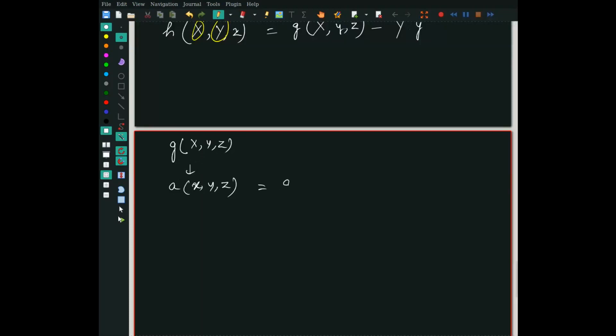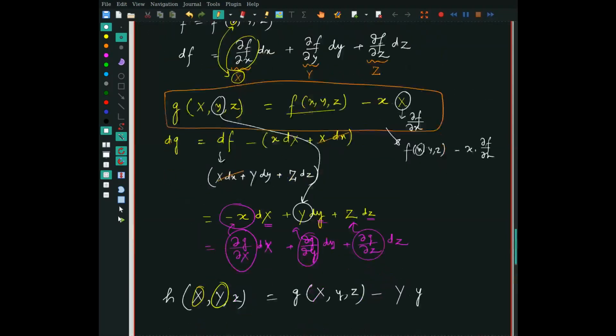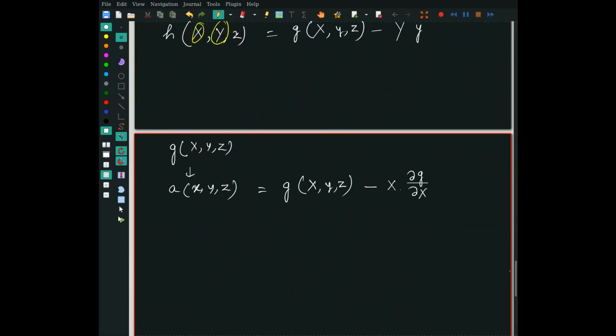Now I will do that by doing g of X, y, z minus the explicit variable, that was x, times del g del x. So that should be my strategy here. If you compare with this, this is my strategy: small x is replaced by capital X. All right. Now remember, what was this g?